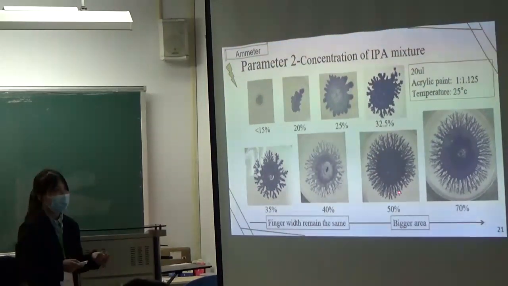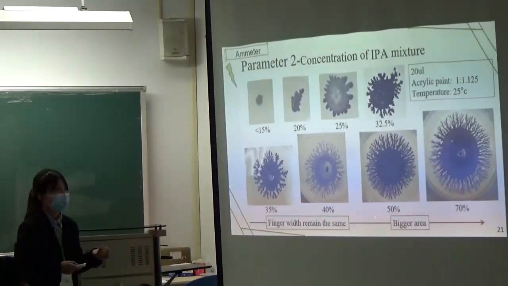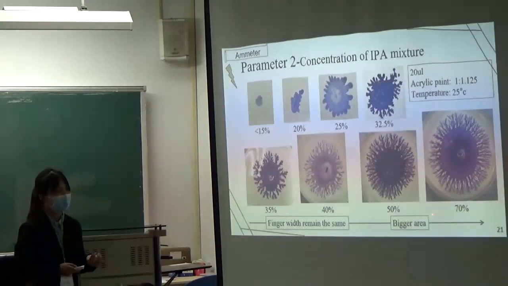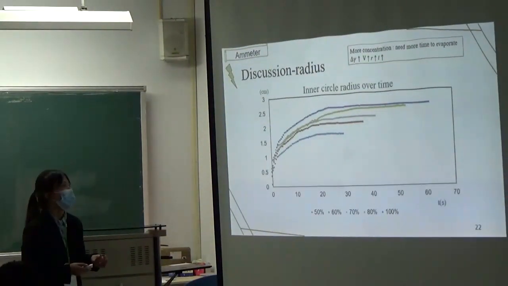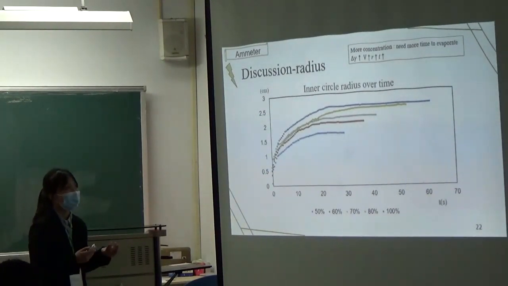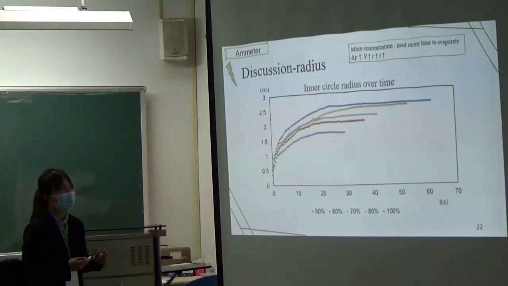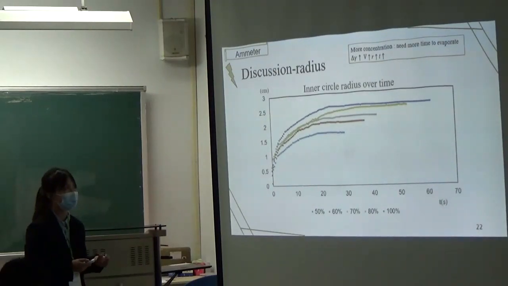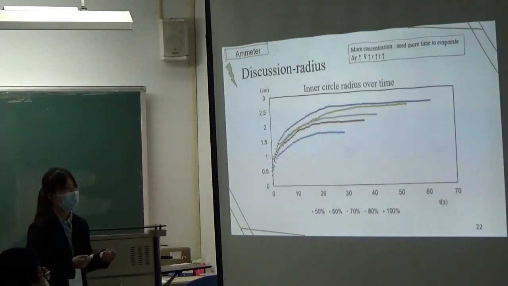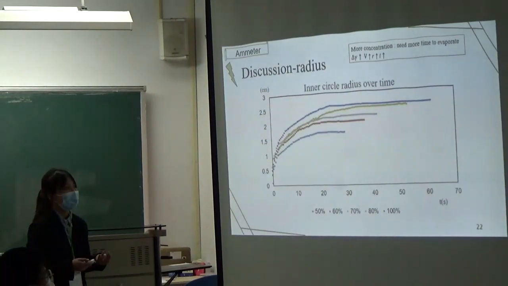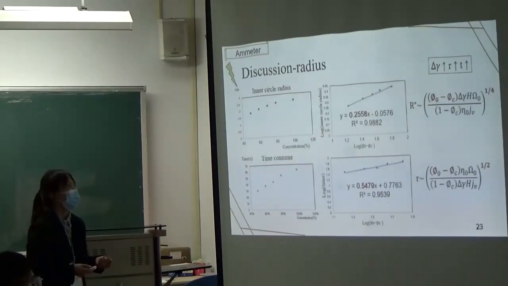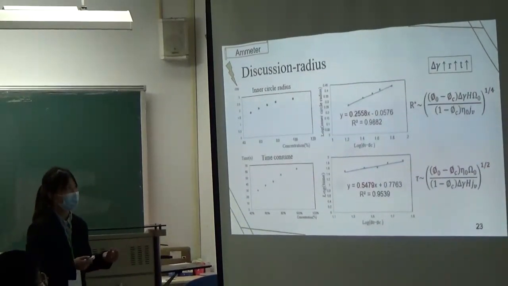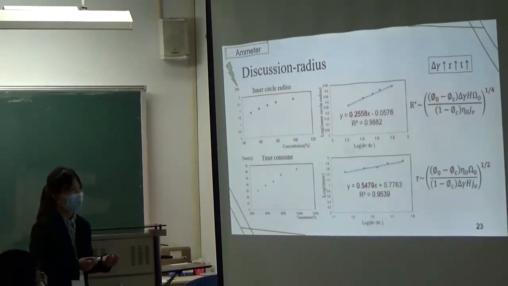And when the IPA has a high concentration, it will expand to a bigger area. And here, because of the low concentration, it needs more time to evaporate, so the surface tension gradient will increase, and the expanding velocity also increases, and the inner circle radius increases. And the expanding time also increases.